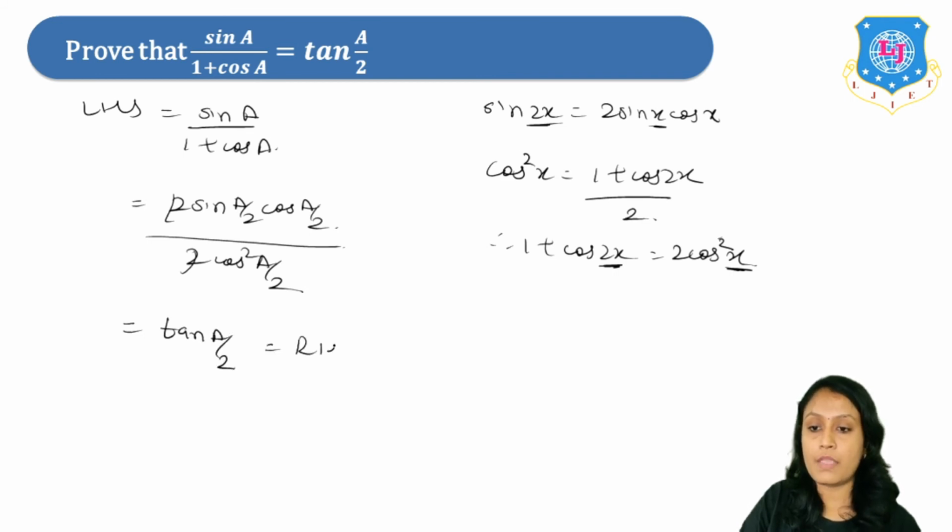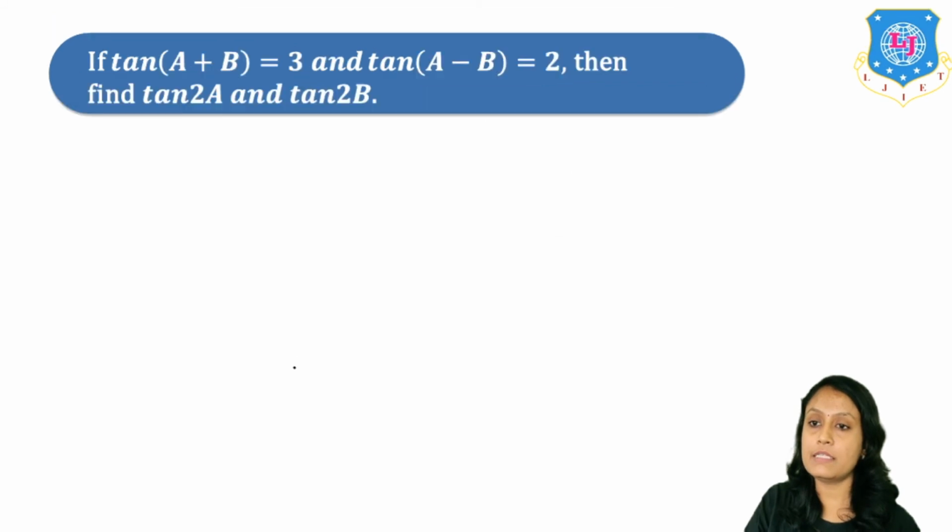This is your RHS. Next, if tan a plus b is given as 3 and tan a minus b is given as 2, we need to find the value of tan 2a and tan 2b.